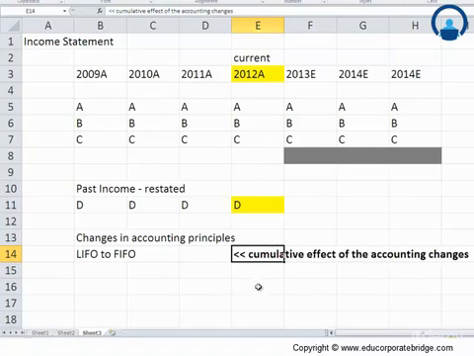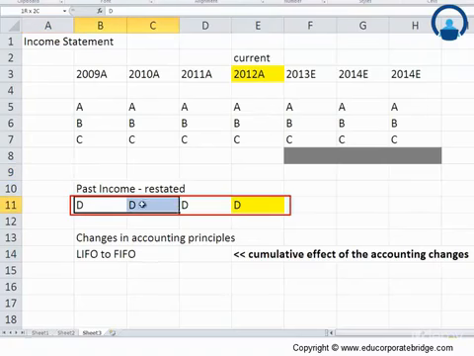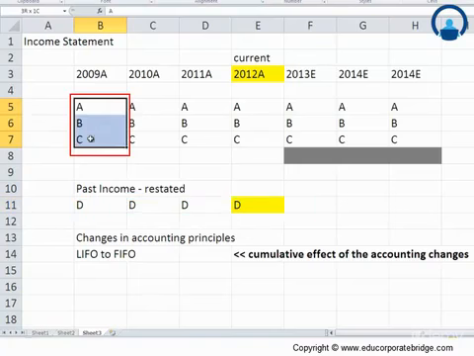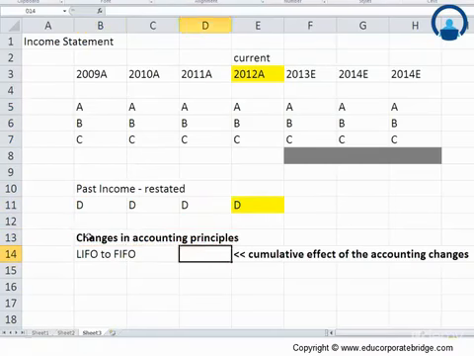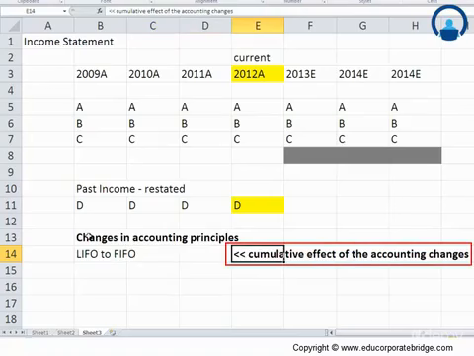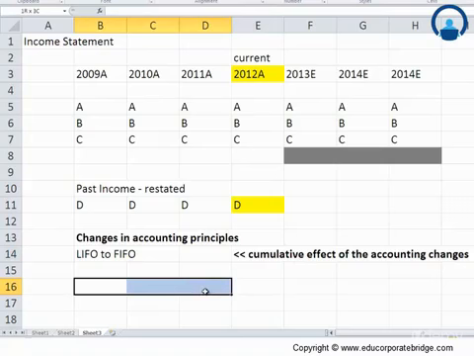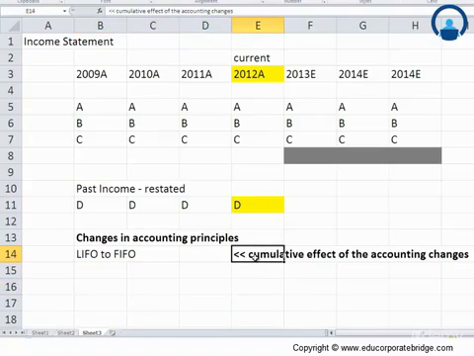So this is what we do when we talk about changes in accounting principles. So please note the difference. One, when the business segment is discontinued, the past income is restated by separating the discontinued from the continuing segment, and when it is about changes in accounting principles, we just include the cumulative effect of the accounting changes, and we don't restate all the other set of numbers here. We only include the cumulative effect in the current year in which it was reported and the decision was taken accordingly.